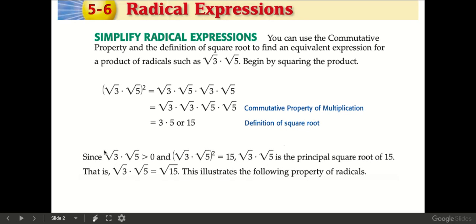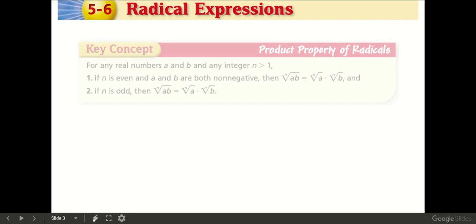So since the square root of 3 times the square root of 5 is greater than 0, that means that the square root of 3 times the square root of 5, squared, has to equal 15. And the square root of 3 times the square root of 5 is the principal root of 15. That is, the square root of 3 times the square root of 5 has to equal the square root of 15. This illustrates the following property of radicals.